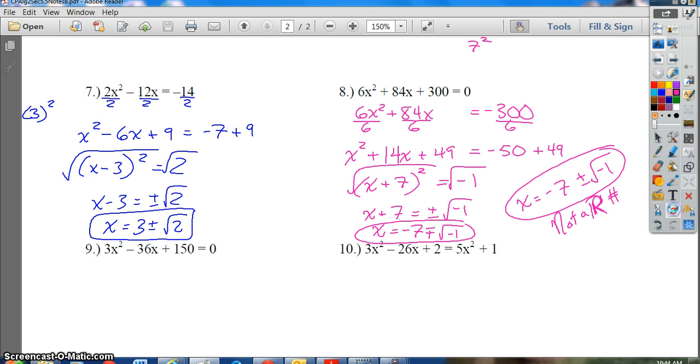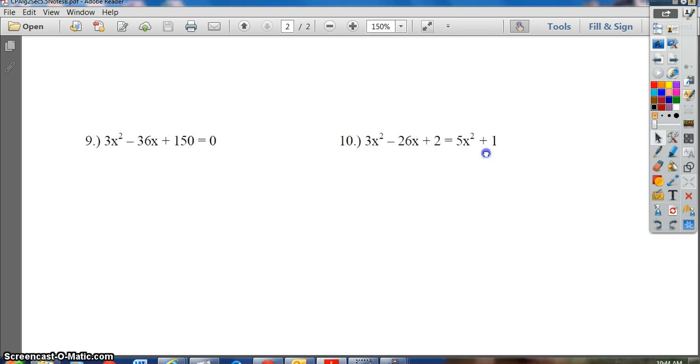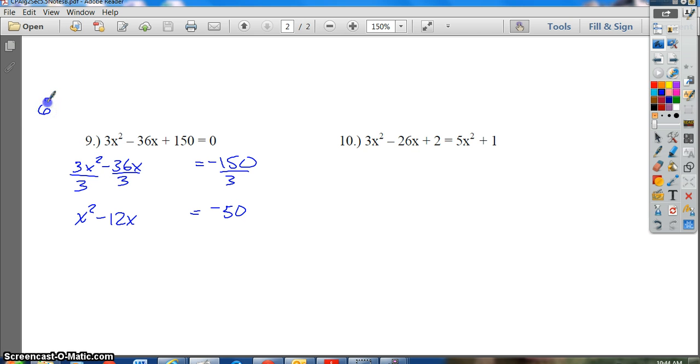All right, last two. Just going to make it in here in time. So 3x squared minus 36x equals negative 150. Now we've got to get the A term to be 1. So 1x squared minus 12x equals negative 50. Half of 12 is 6. 6 squared is 36. And another imaginary number. So x minus 6 squared equals negative 14.